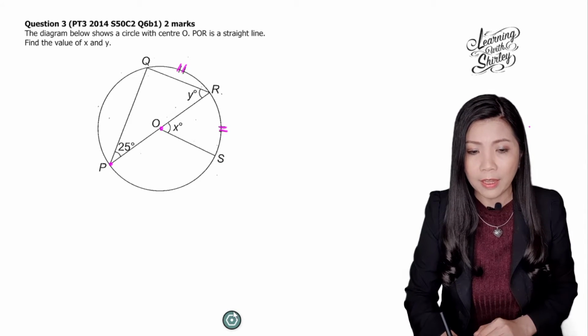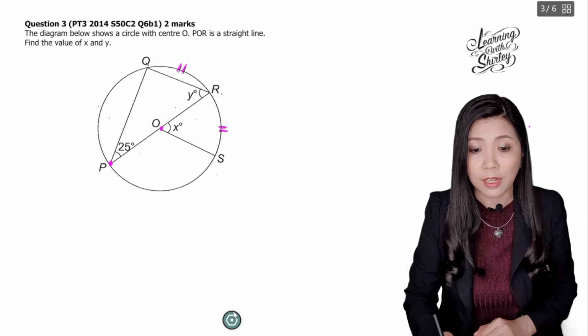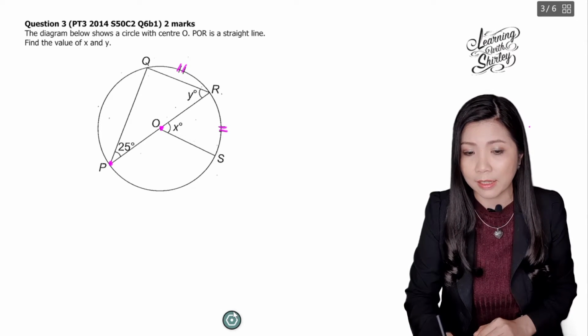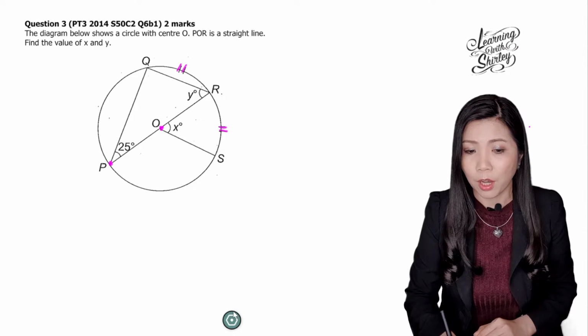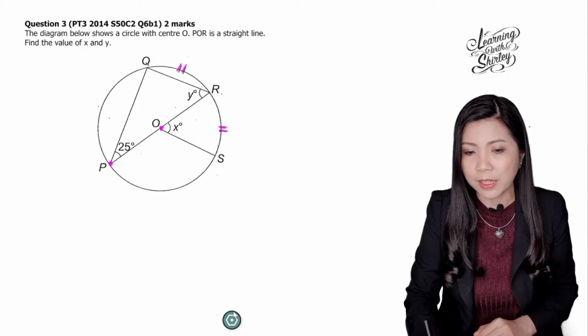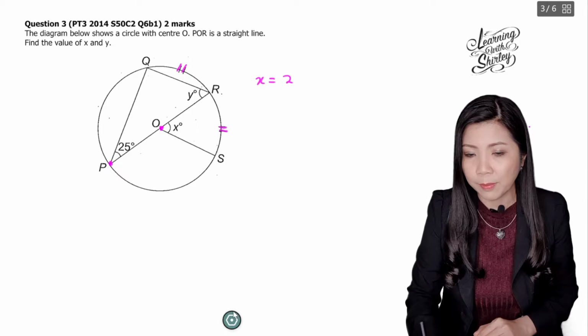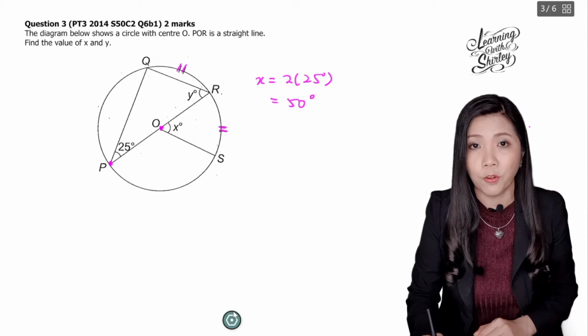As we all know, according to the properties of circles, the angle subtended at the circumference is half of the angle subtended at the center. This means the angle at the center is 2 times 25. So X equals 2 times 25 degrees. The answer is 50 degrees for X.